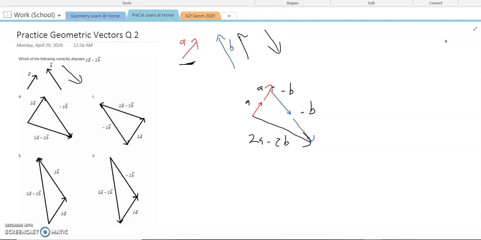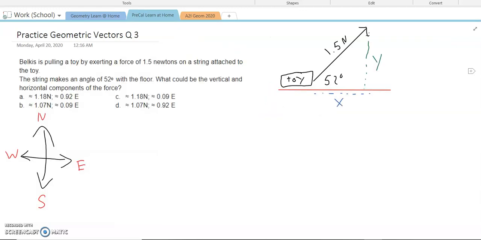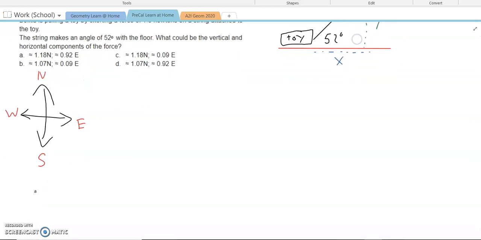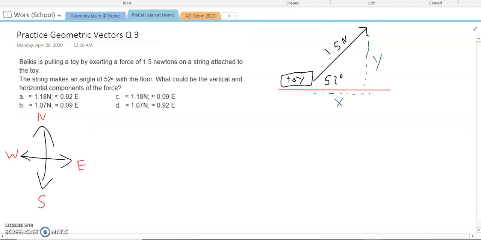And that does look exactly like the less colorful diagram for answer choice A. On question 3, it says Belkis is pulling a toy by exerting a force of 1.5 newtons. Basically, we have a diagram that we've drawn here. I'm assuming it's a dog up here that is pulling a toy from a rope. This line here is representing the rope, obviously the toy, and the dog is pulling it in this direction.